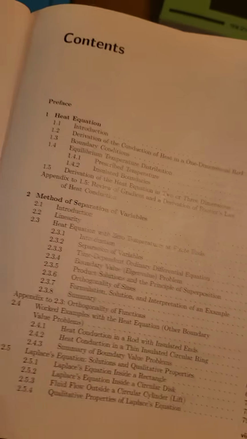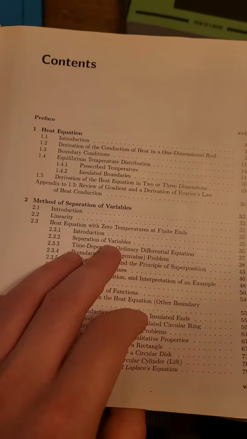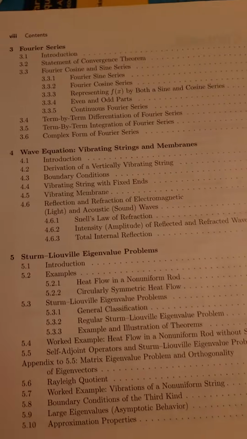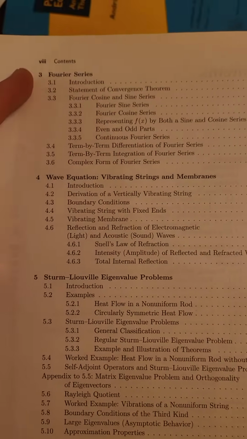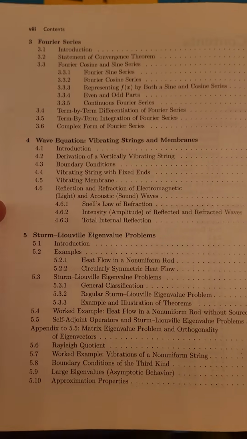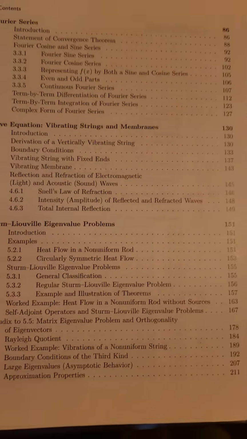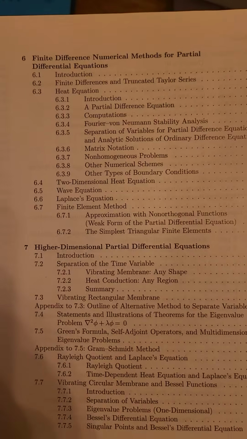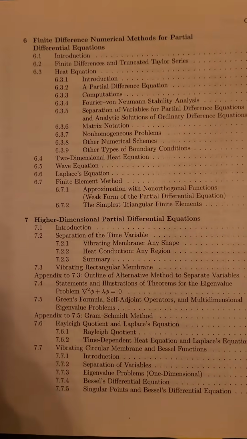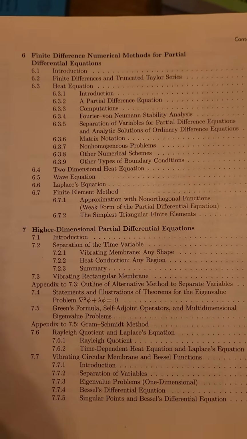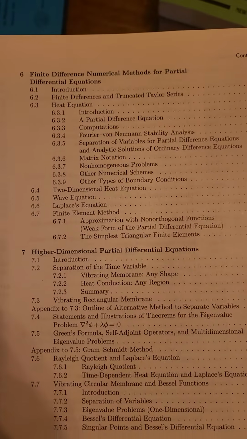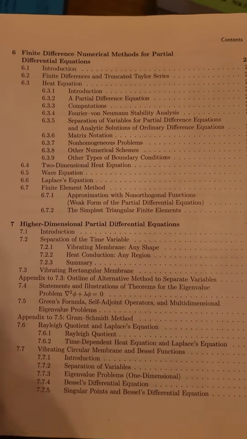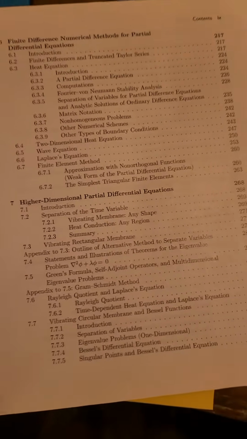This is a very specific case of what's called spectral theory. Then we have Fourier series, the wave equation, the Sturm-Liouville eigenvalue problem, and then we start getting into some numerical methods, finite difference numerical methods. That's really important to know. It's really important to be able to implement on a computer, and this is something that I need to go back and review, to be honest. I'm currently studying numerical methods as well for my research.